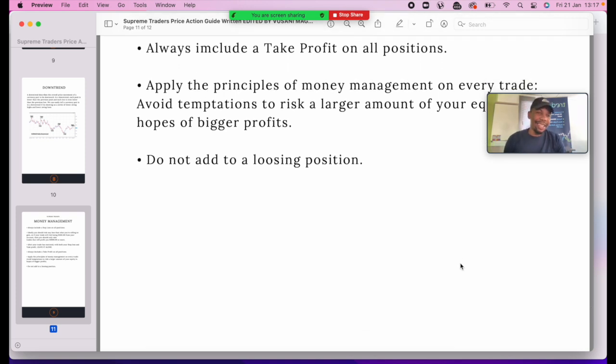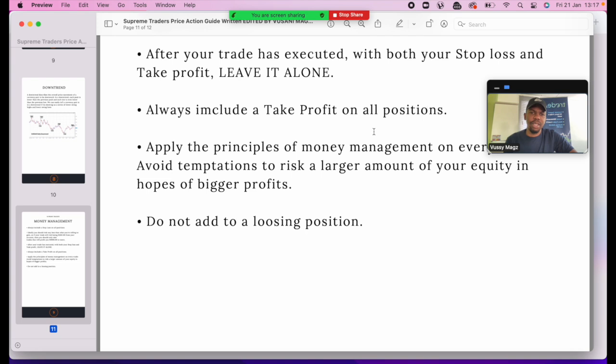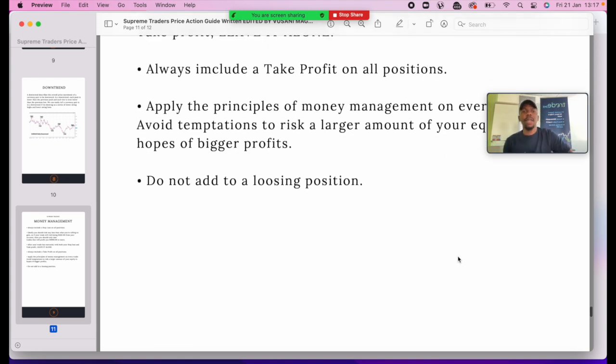Not really, you know what I'm saying? At the time when I made this, I used to include take profits all the time, but now I know how to manage my trades. For someone who's a beginner, though, I think you might actually need take profits on all your trades. And after your trade is executed with your stop loss and take profit, leave it alone. It's going to be hard when you're risking a lot of money, but there's nothing else you can do. You're just going to have to learn to deal with the emotions that come with trading, because there are emotions. Trust me.